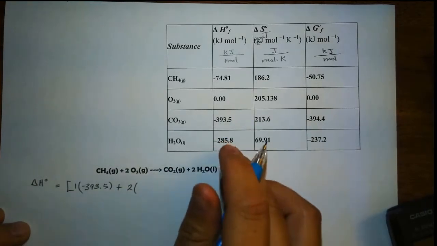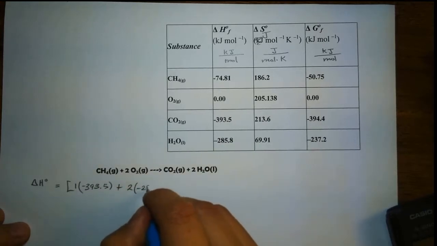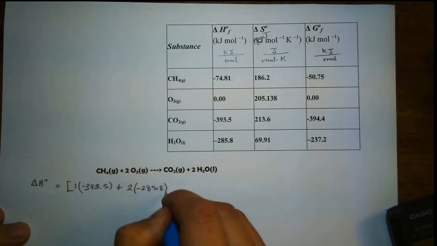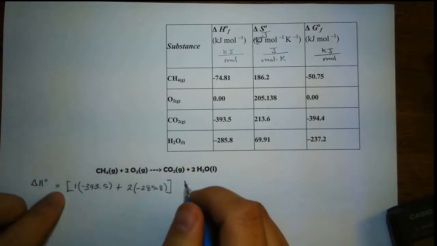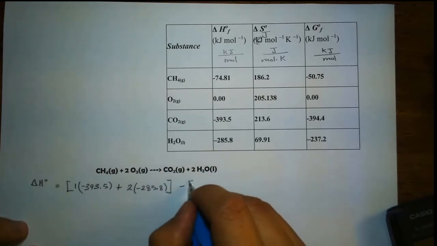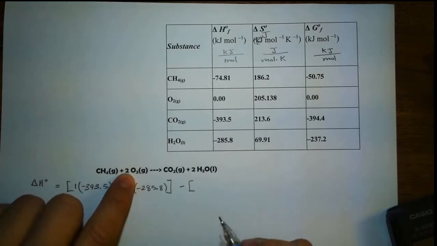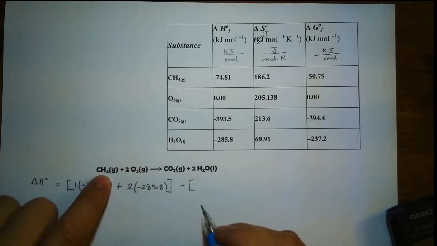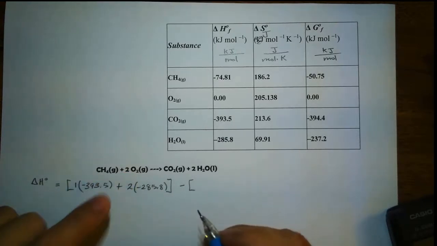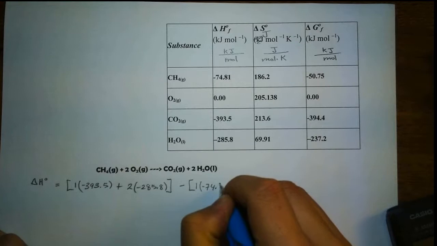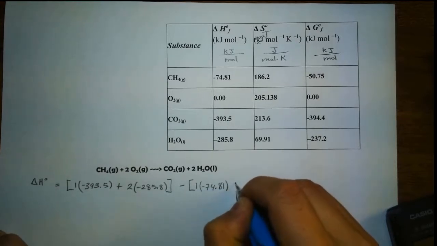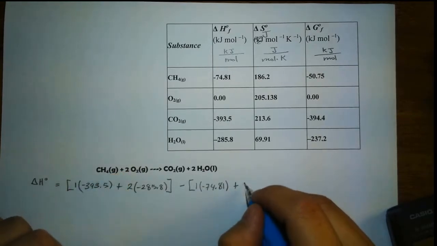And what's the value for water? Negative 285.8, okay? And that's it for the products. So we now close it with a bracket, then we minus the reactant. In this case, CH4 right there, okay? How many do we have? 1. So we put 1 right there, CH4, negative 74.81, and we plus 2 moles of oxygen.